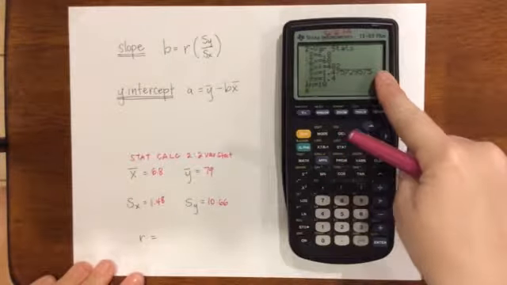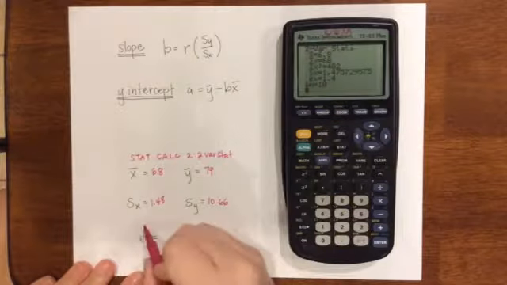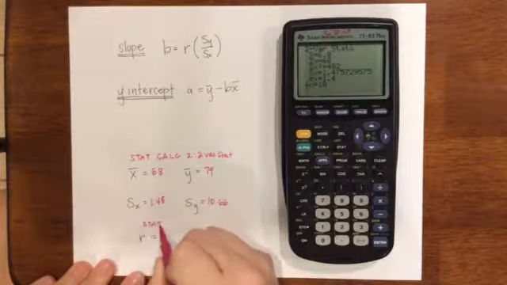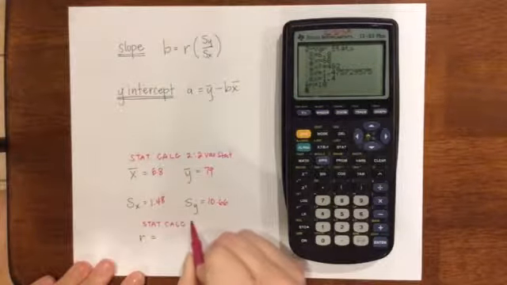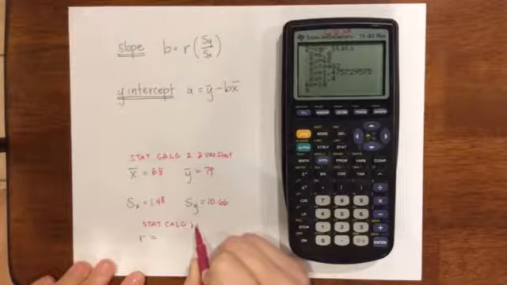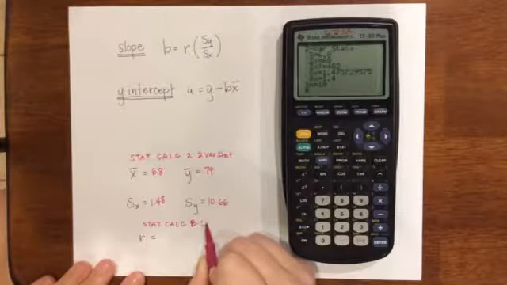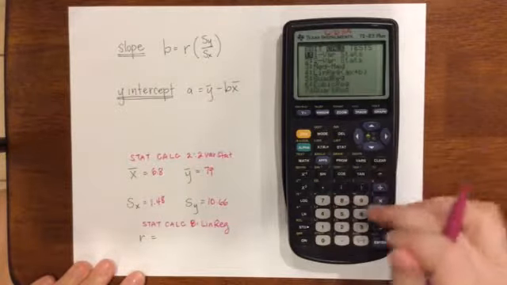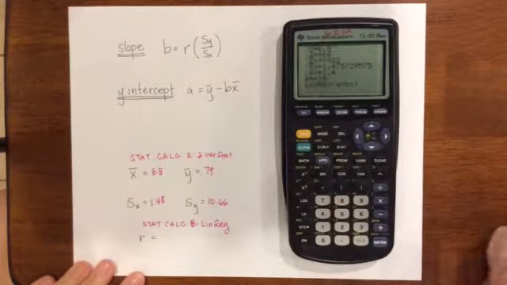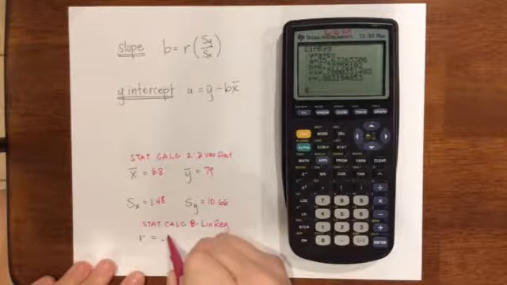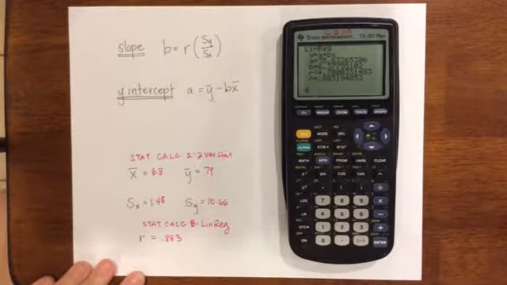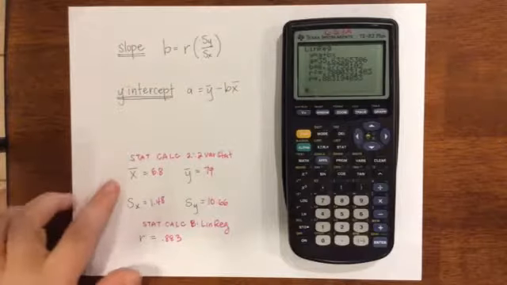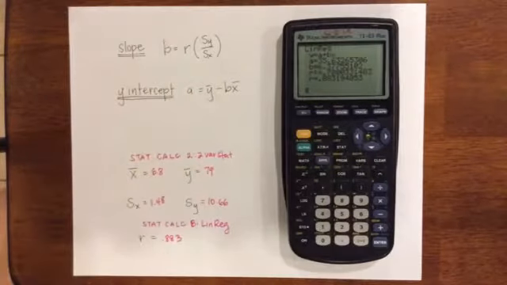Now, this is not on this screen. So we want to make sure we get this number too. The way you get that is Stat, Calc, 8. Sorry, it's LinReg. So let's try that. Stat, Calc, 8. Just push enter. And it's 0.883. Okay, so these are the numbers that you're going to need to plug into these equations.